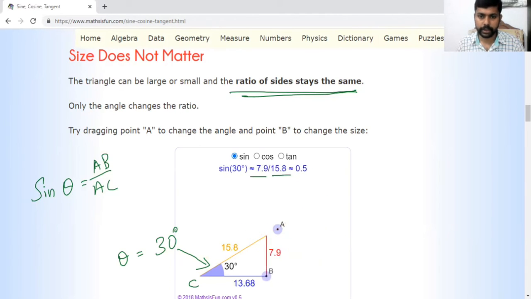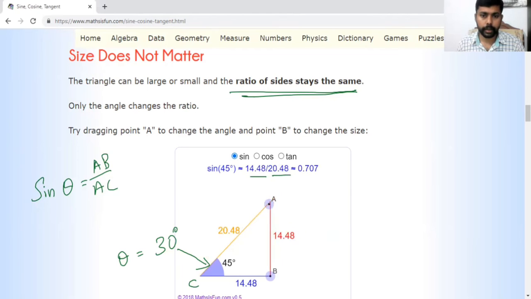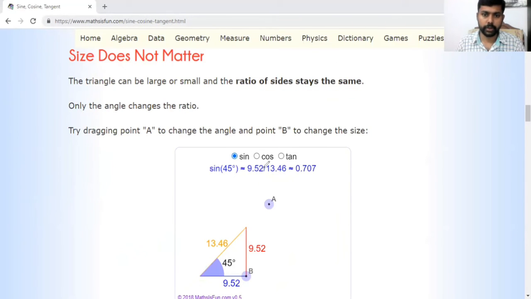This is the way sine 30 is defined. And if I change this angle, let it be 45 degrees, and again change the sides, the ratio is kept the same, that is 0.707. That is the value of sine 45. Whatever be the size of the triangle, this ratio remains the same. Now let's see the same for other trigonometric ratios as well.